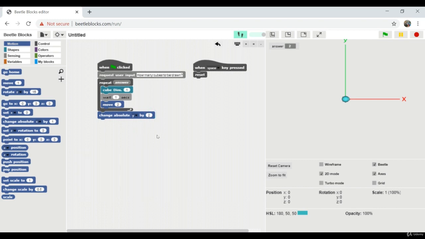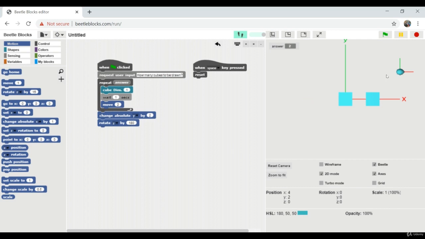and let's see where the beetle positions itself after moving on the y-axis by 2. So let's run it. So you can see the beetle went up by 2 units on the y-axis, but it is aligning itself on the positive direction of the x-axis. What we want to do is, we want to turn it back and we want to print the rest of the cubes on this line on the backward side. So what we can do is, we can now rotate the beetle by 180 degrees.